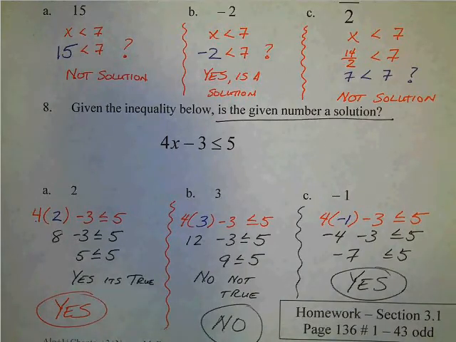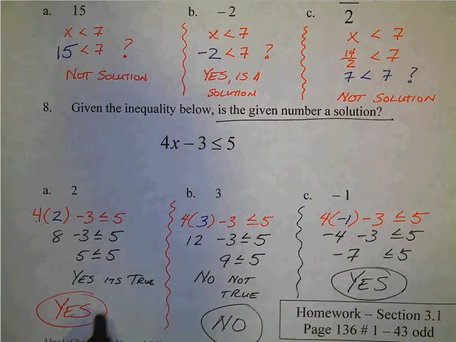So as we see, when we're plugging our numbers in, if it's true, as in these two cases, it is a solution. If it's not true, it's not a solution. As we're looking at this homework in section 3.1, we're on graphing number lines and determining whether or not it is a solution.